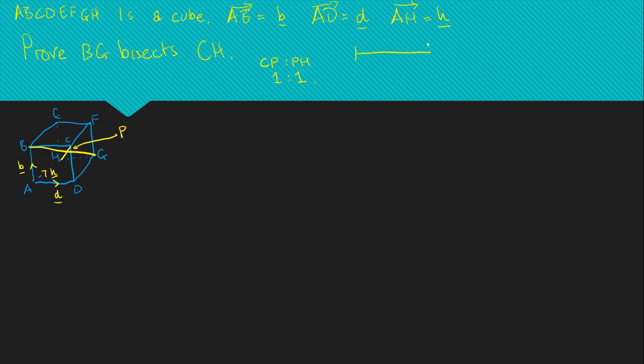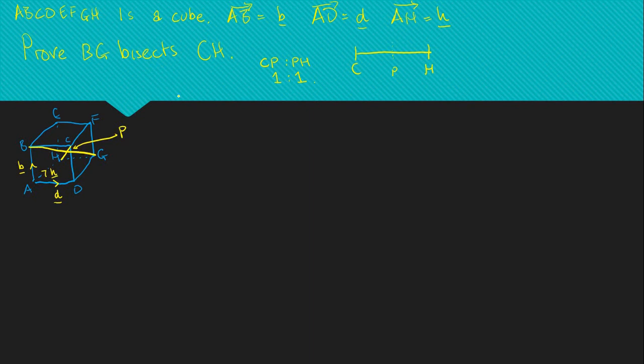If I've got the line from C to H like this, for this line to be bisected, P must be smack bang in the middle. So BG bisecting means that it hits CH halfway along CH. This doesn't say anything about whether BG has been bisected, it says that CH has been bisected. So I'm not particularly interested in proving that BG has been bisected, but you can imagine with the cube it's going to be.